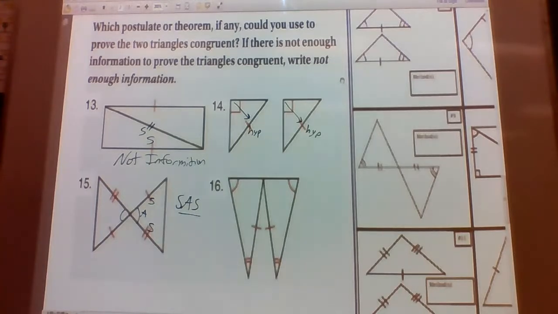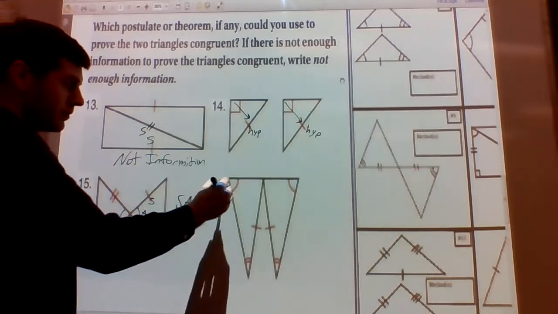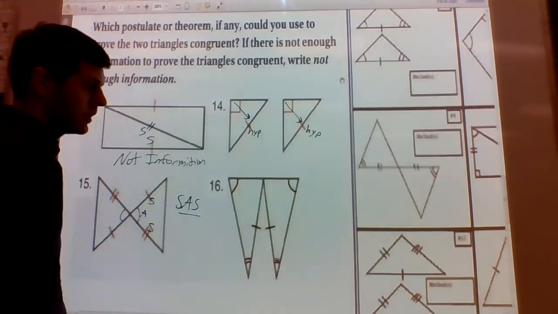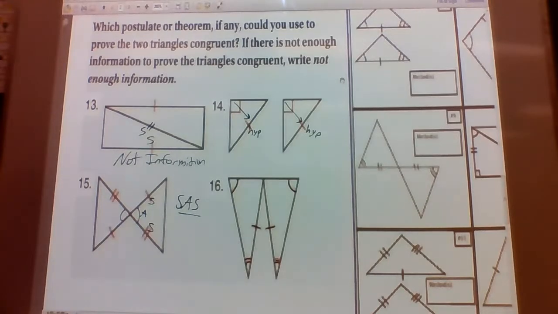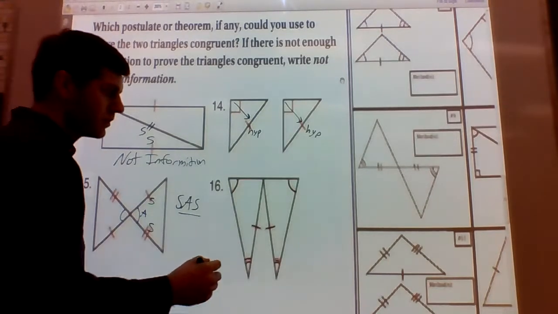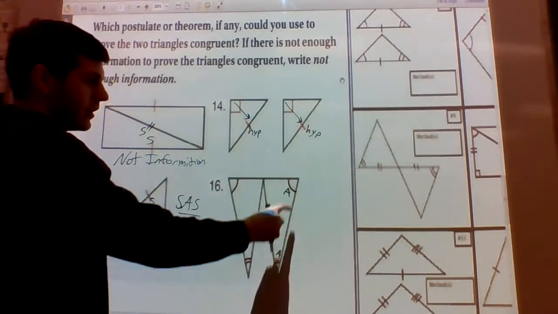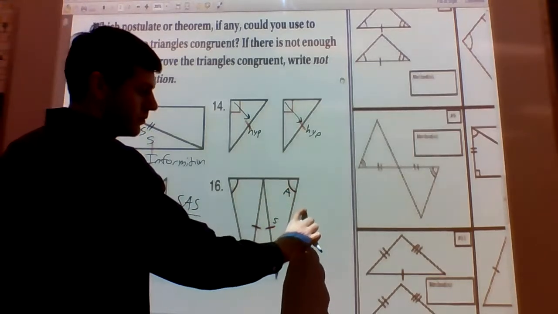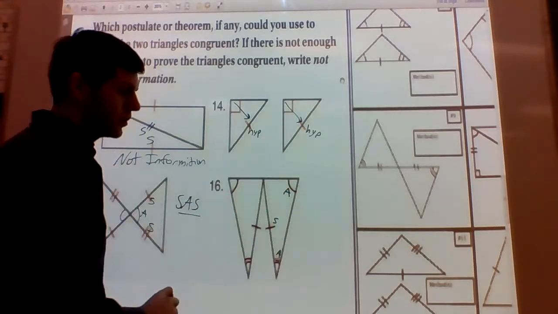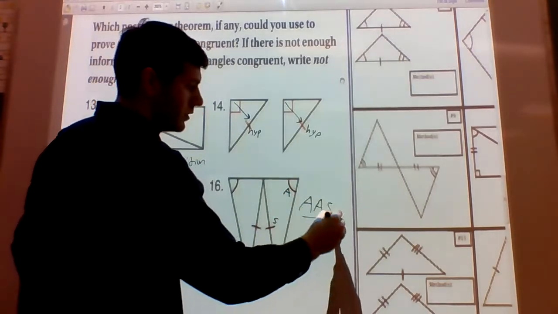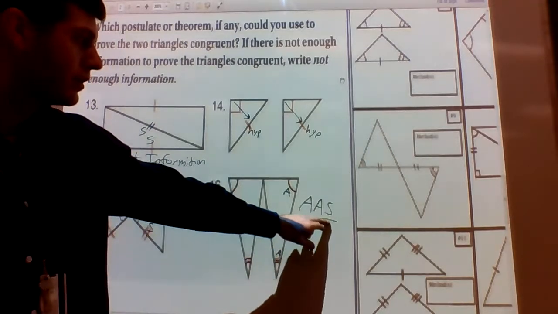Okay. How many corresponding parts do we have that are congruent in number 16? 3. We have angles here and here. We have angles down here. And we have sides. So since we have 3 corresponding parts that are congruent, let's see if we can use one of our postulates. So this is an angle, this is an angle, and this is a side. Okay, we have 2 corresponding sets of angles that are congruent, and a non-included side. So angle, angle, side. 2 angles that are congruent and a non-included side.